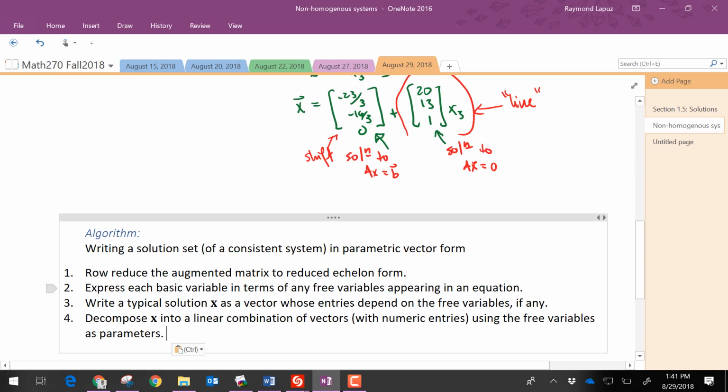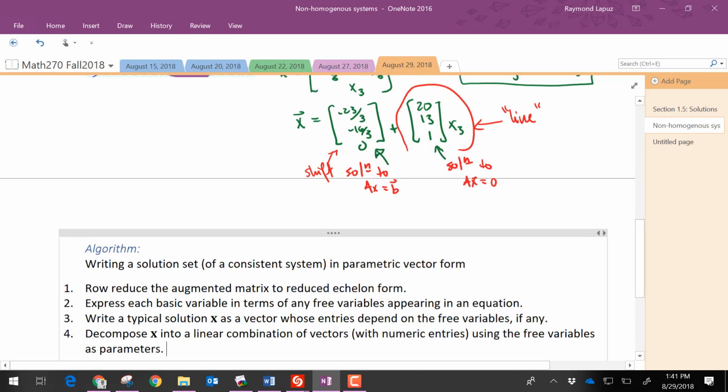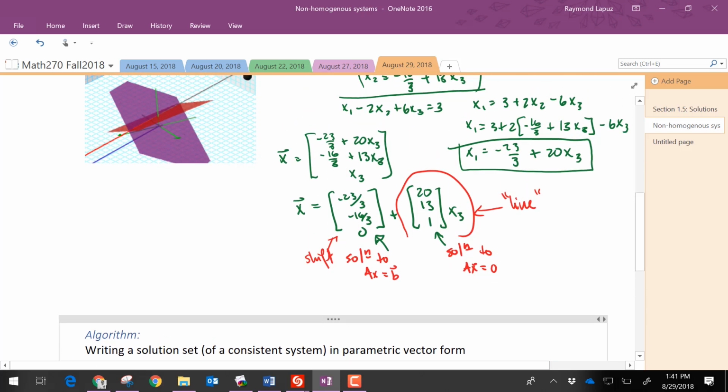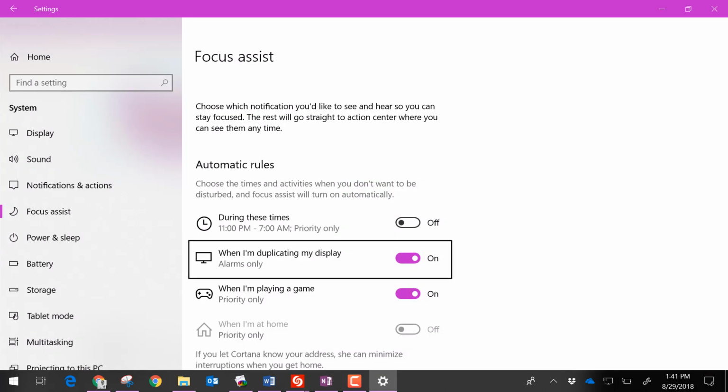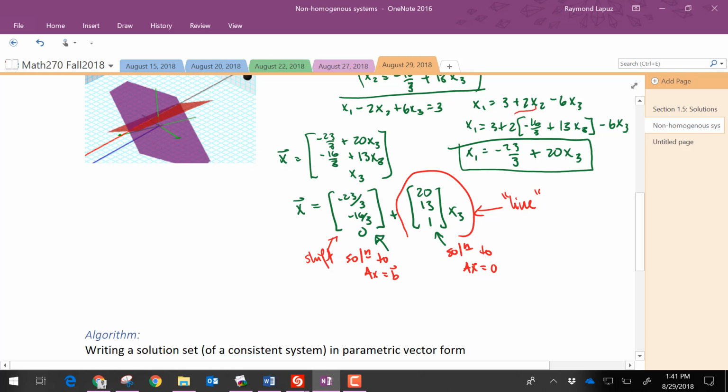Express each basic variable in terms of any free variables appearing in the equation. So we did that. It got a little complicated here because we didn't use the reduced row echelon form. When you don't use the reduced row echelon form, you're going to have to deal with extra variables, and this kind of substitution that we did from here, when we let x2 equal to that expression that we found. Because we didn't do the reduced row echelon form, we have to do these other substitutions until we get it to the reduced row echelon form.